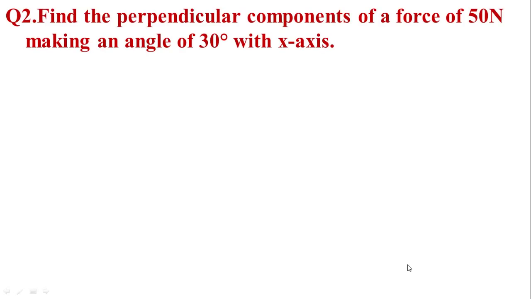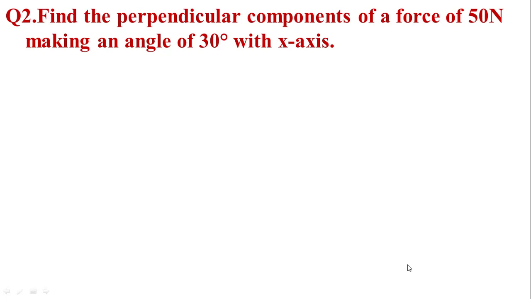In question number 2, find the perpendicular components of a force of 50 Newton making an angle of 30 degrees along the x-axis. Here we find the perpendicular components of the force. First of all, we should know what perpendicular components are. When a force acts on a body, it produces two components, one along the x-axis and the second along the y-axis. These are called perpendicular components. Now in this numerical we find the perpendicular components Fx and Fy.